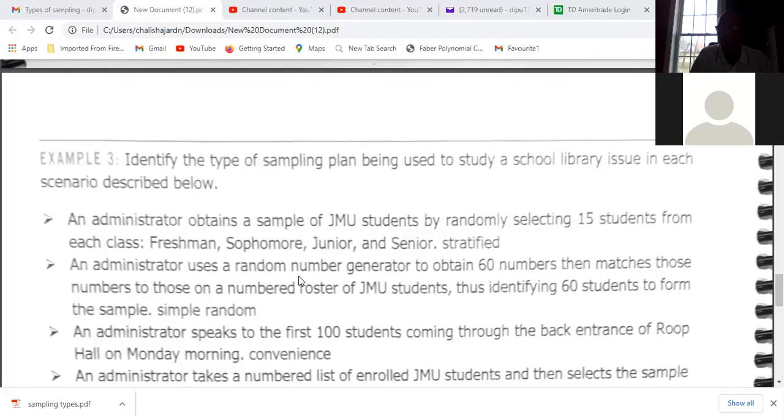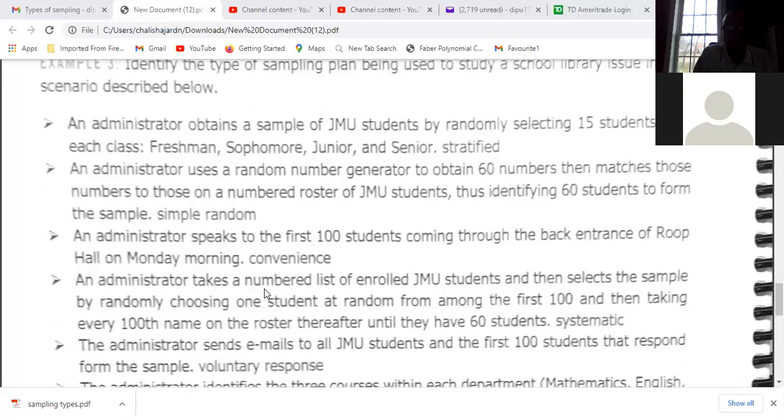An administrator uses a random number generator to obtain 60 numbers, then matches those numbers to those on the number rosters of the university, thus identifying 60 students for the sample. It's a simple random sample because everyone has an equal chance of being selected from the university.